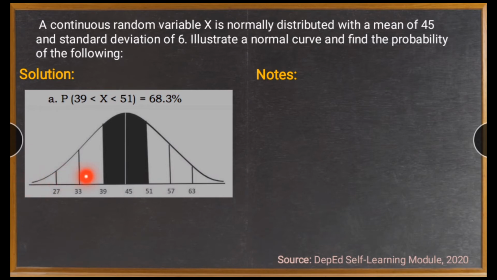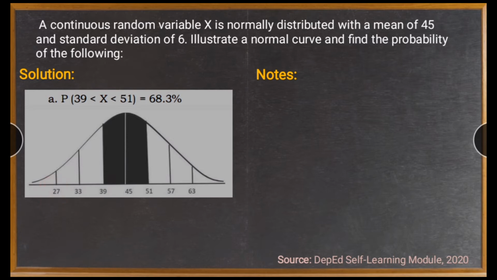Okay, and we have 45 mean, 6 standard deviation. 45 plus 6, 51, plus 6, 57, plus 6, 63. And then from the mean, less than 45 minus 6, 39, minus 6, 33, minus 6, 27.